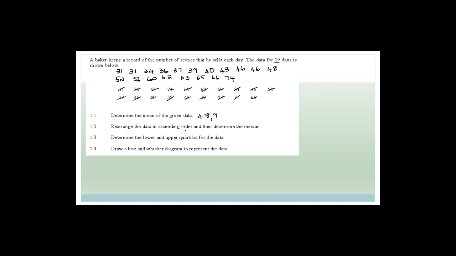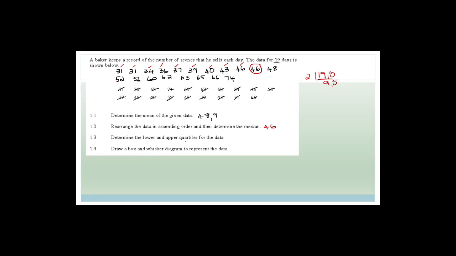Now it says rearrange the data in ascending order, which we've done, and then determine the median. Okay, so halfway of 19, do you agree that 19 divided by 2 is what? It is 9.5. Okay, so do you agree that we should have 9 numbers and then the median and then the next 9 numbers? 1, 2, 3, 4, 5, 6, 7, 8, 9. That's perfectly correct. So therefore the median is 46.